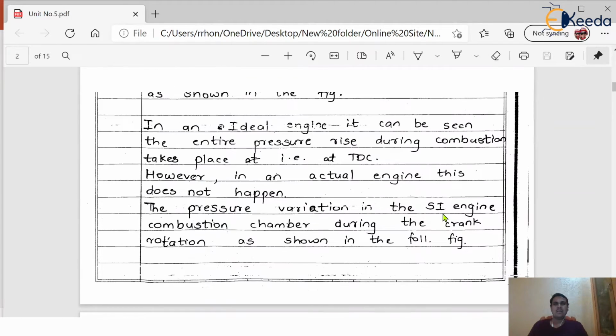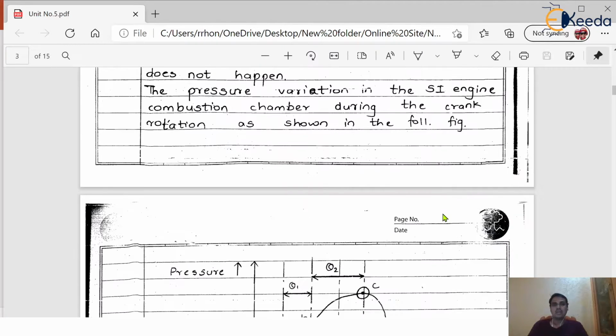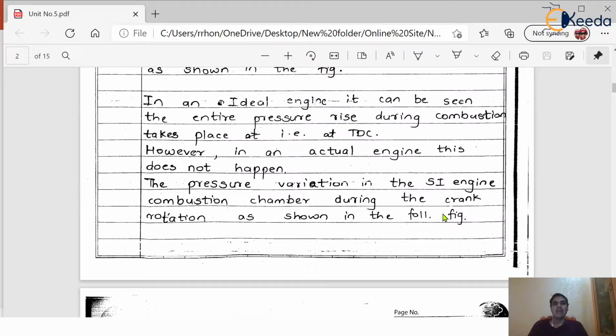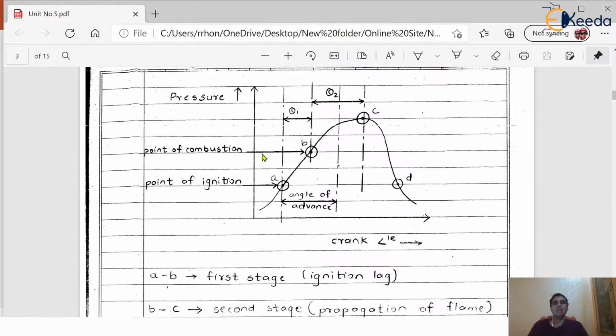So all the theory part is again present over here. Later on, we'll talk about this also. But here, we are going to discuss the very important thing, and that is nothing but the stages of combustion in the case of SI engine. Okay. So with the help of the pressure versus crank angle diagram, we can understand the stages of combustion in the case of SI engine.